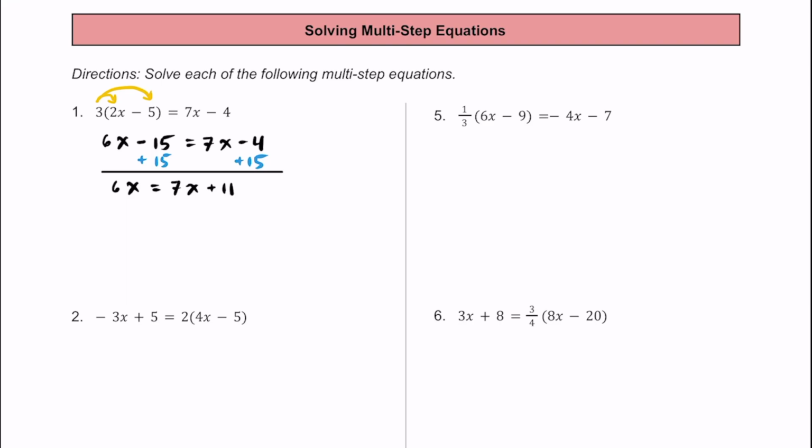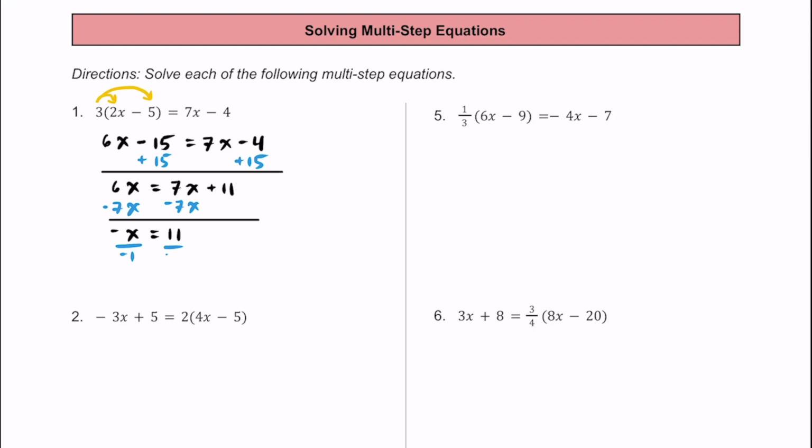At this point, we're going to go ahead and get the x's together on the left side. We're going to use the subtraction property of equality and subtract 7x from both sides. On the left side, 6x minus 7x is going to be negative 1x, or just negative x. On the right side, 7x minus 7x is 0x, so it's going to cancel out, and we're going to have a positive 11.